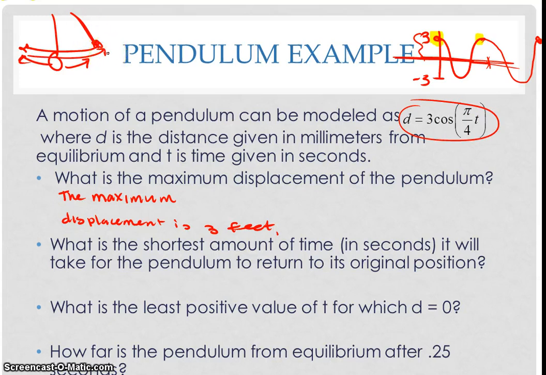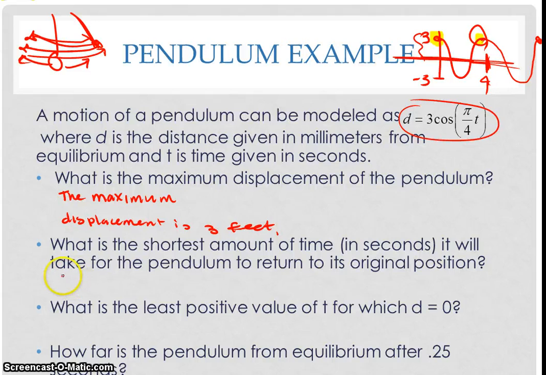And I want to know how long it takes to get back to its original position. And it's going to continue to swing back and forth, which is each time you graph a period. But I want to know the shortest amount of time it will take for the pendulum to return to its original position. So the first time. Okay, so that's the 1 period right there.